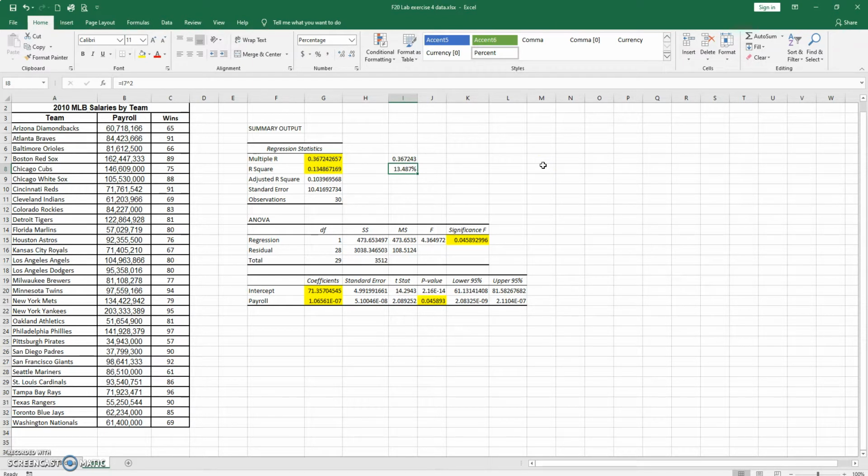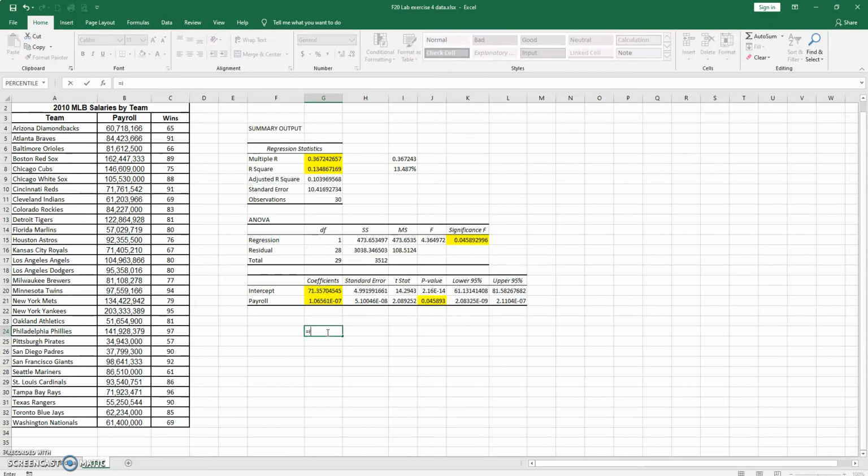13.48%. Basically that means that 13.5% of the variability, or the unknownness, in wins is accounted for by using payroll. So one variable has accounted for about 13.5% of the variation in wins.